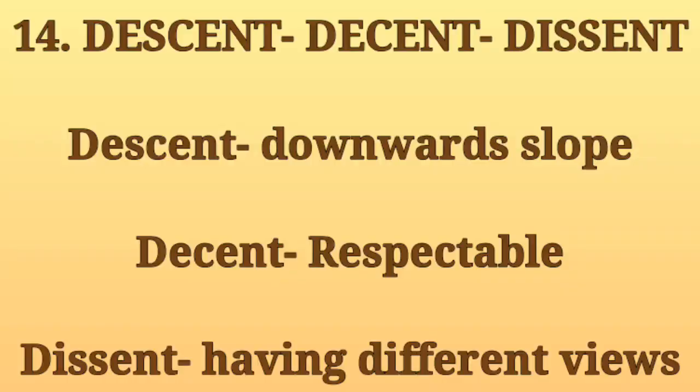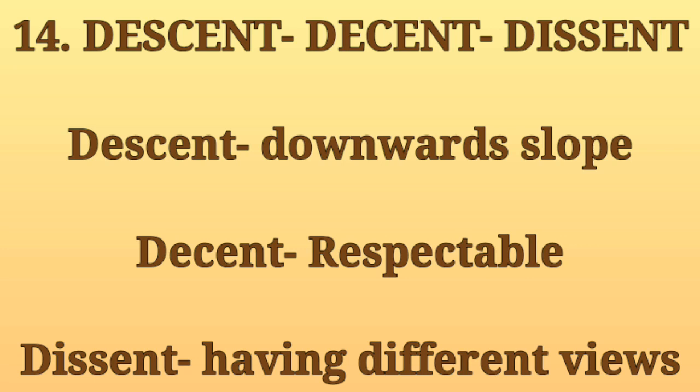Now look at the next words. Now focus on the pronunciations of these three words. First is descent. Second, decent. And the third one is dissent. Basically, the first and third ones, their pronunciations are almost same, but the second one is decent. Okay, now look at the meanings. Descent means downward slope. Now decent means respectable and dissent means having different views.